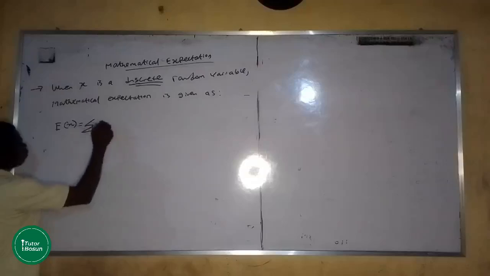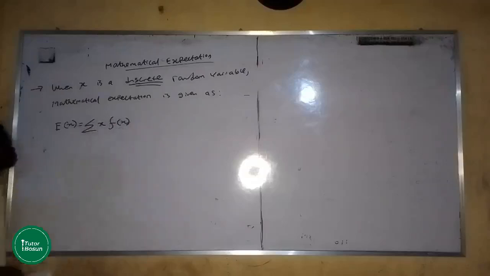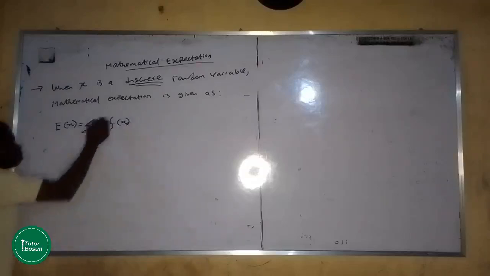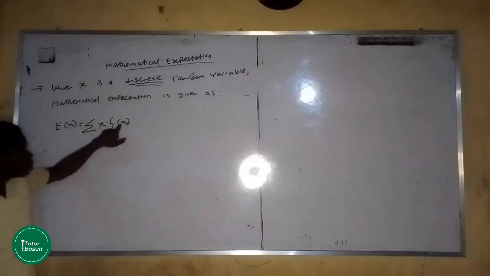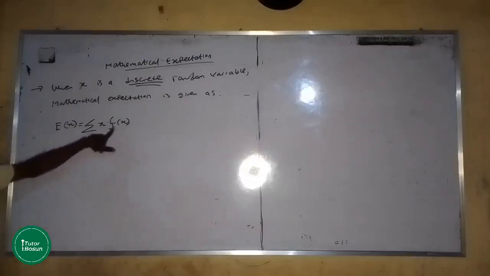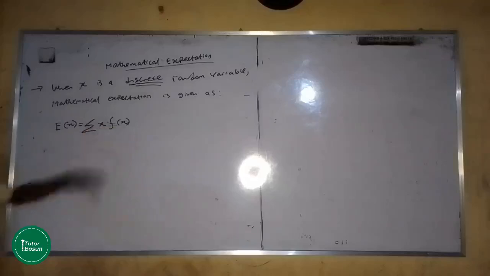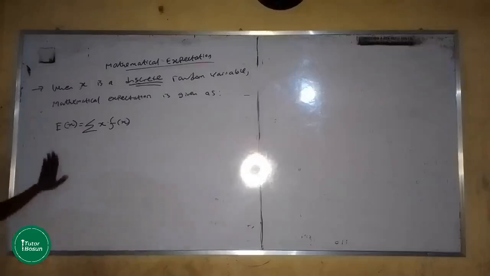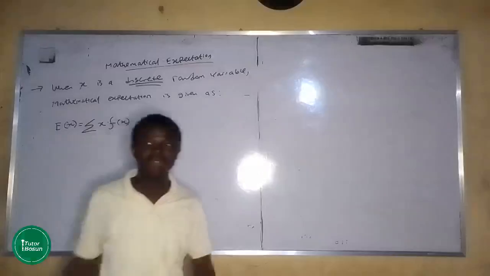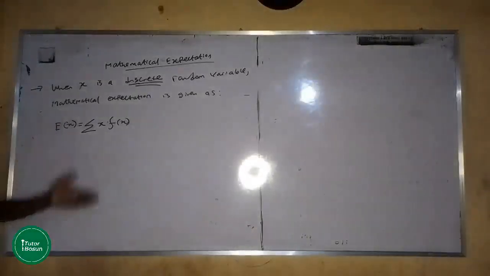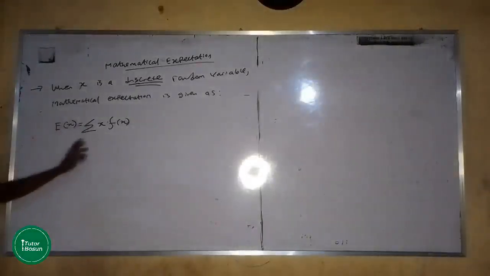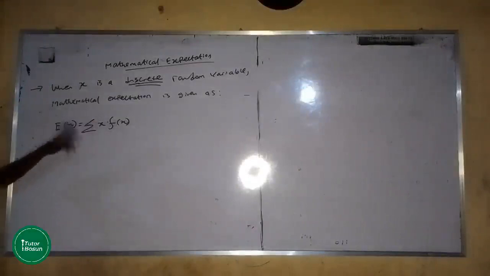The summation of x f of x. The summation of x multiplied by f of x. Please take note of this sign: summation of x multiplied by f of x, where f of x is your probability function. Please take note, you can be asked to find the expected value of anything. It may not be x, it may be a function. You might be asked to calculate the expected value of a function. What we need to do is to multiply that function with f of x before doing the summation.